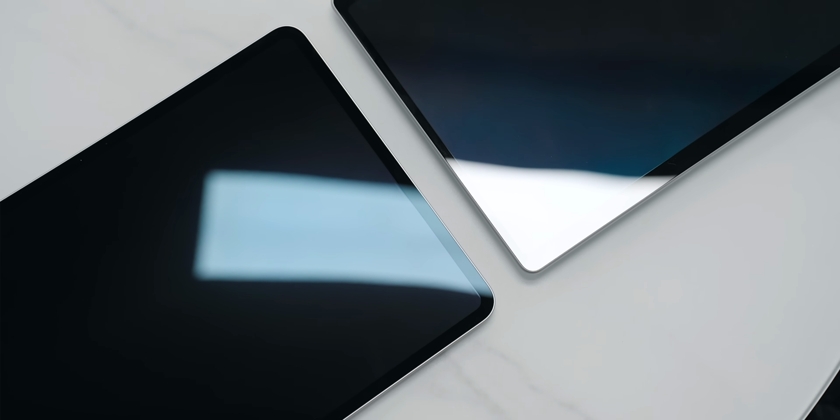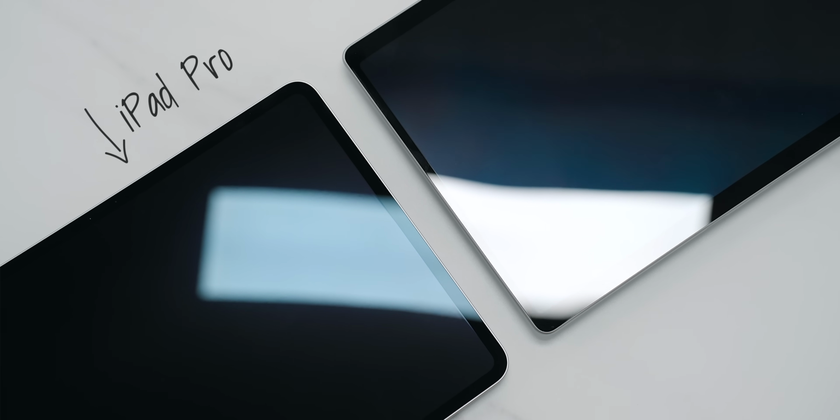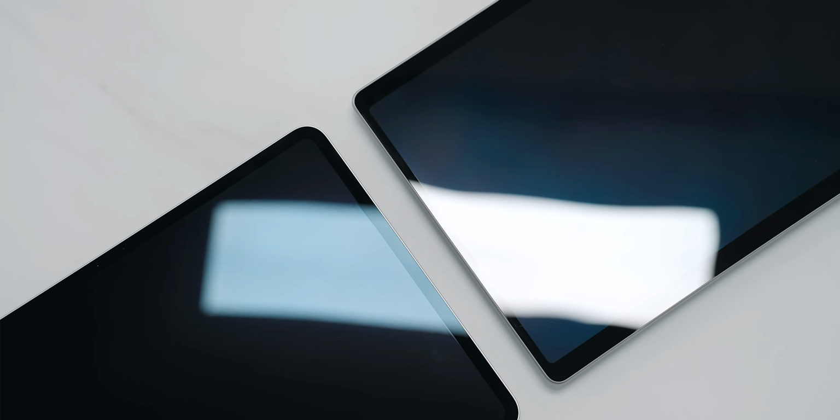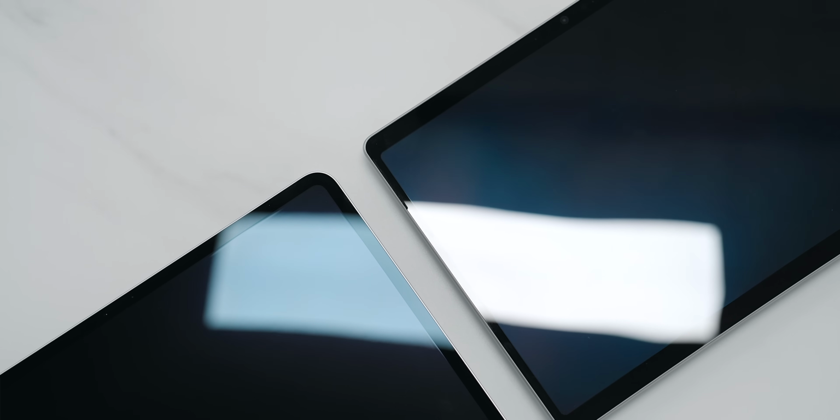Second of all, the screen is reflective compared to the anti-reflective coating on the iPad. So if you're using the Surface outside, you can expect a lot of glare and reflections throughout. It's not a deal breaker, but you should keep that in mind. Perhaps a decent matte screen protector would be the solution to this problem.